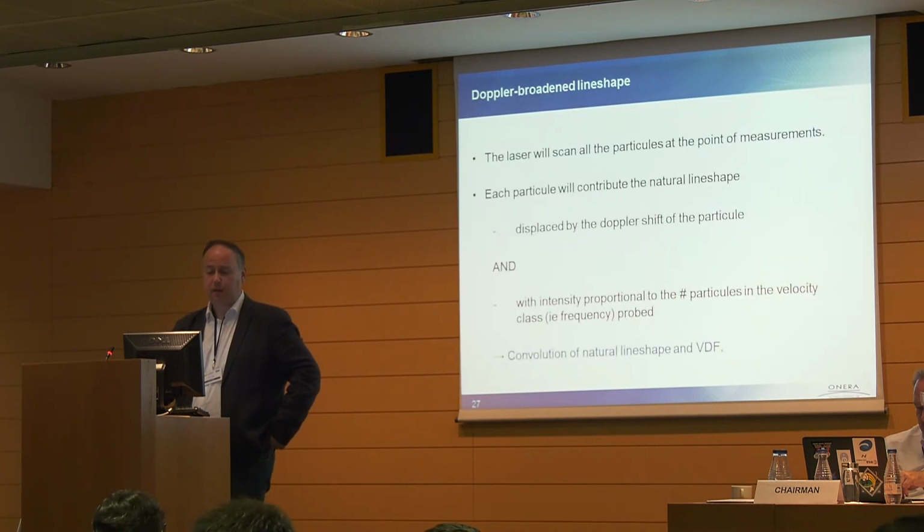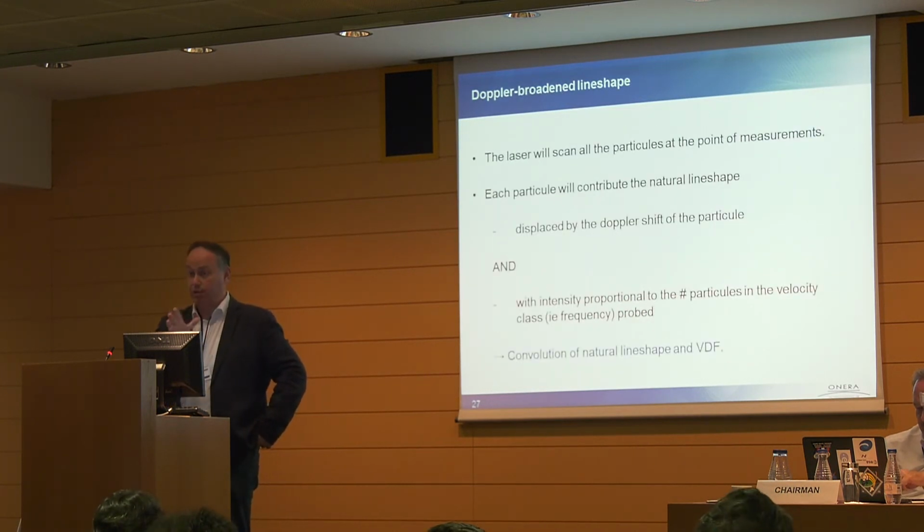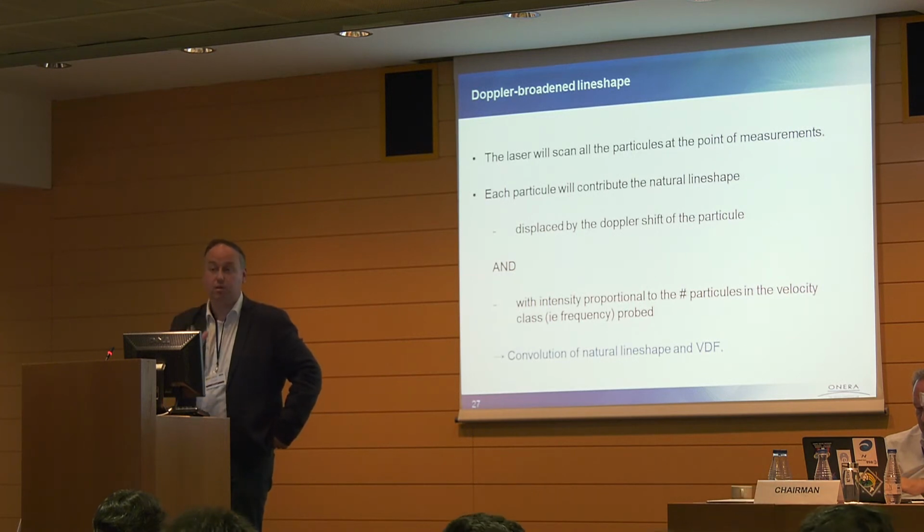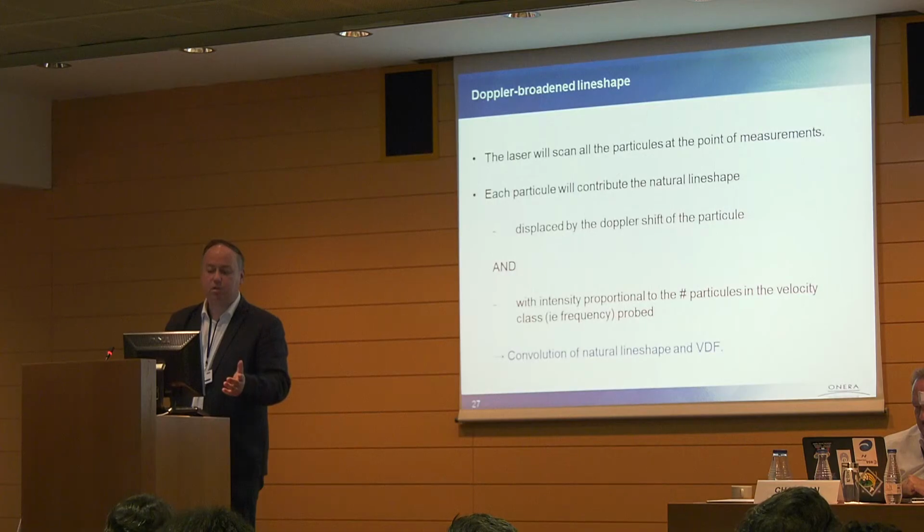Now, the laser will scan all the particles at the point of measurement, and each particle will contribute its own line shape. But each particle will have a different velocity. So the fact that the particles have different velocities means, first of all, they will shift. And the intensity that you get at that shifted position will depend on the number of particles there. As I said before, you get the profile of density of particles at different velocity, which means at different frequency.